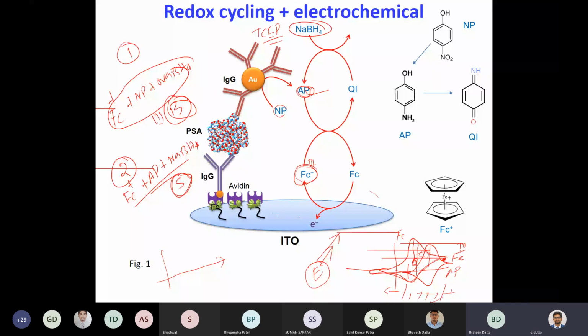Now collect. If you want to apply chronocoulometry, then get chronocoulometry for the background substrate with this reagent, and for the signal reagent with this one, and get the signal current. Suppose this one is for 0.2 volt.